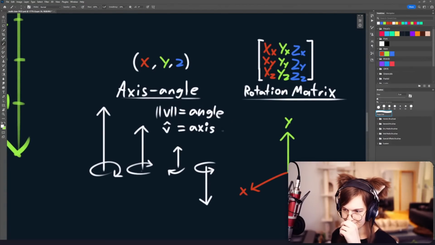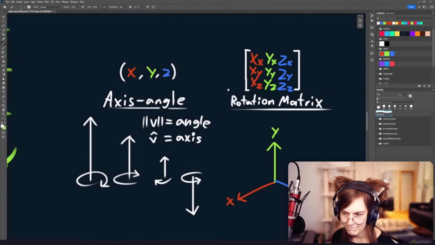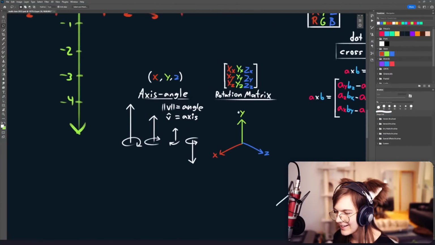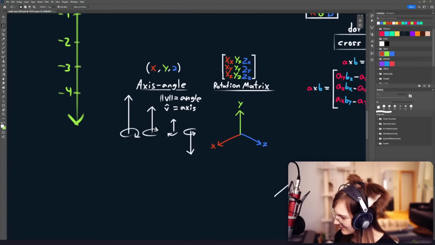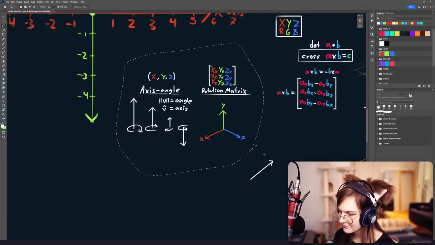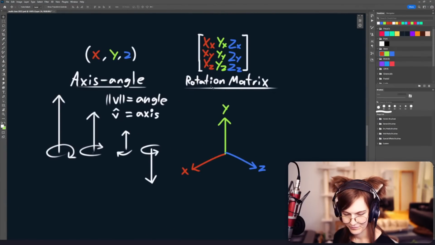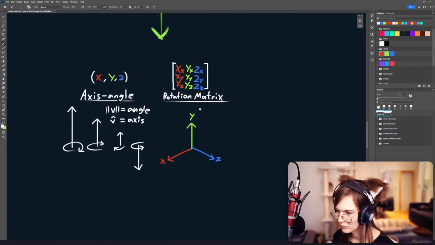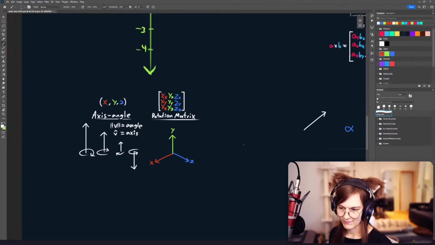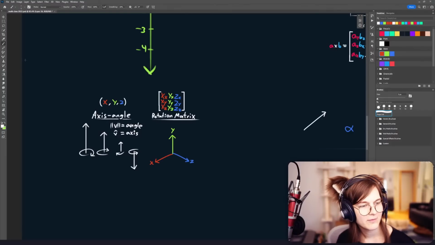Okay. Any questions before we go to the next way to do rotations? Should probably move this. Type, type, type. Words are being typed.